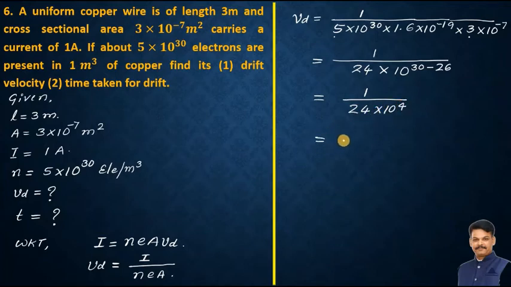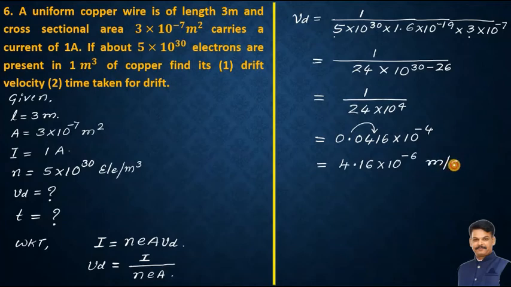Now when you make all the calculations, 1 divided by 24 is 0.0416, and 10 raised to 4 in the denominator becomes 10 raised to minus 4. Or it can also be written as, if I shift the decimal point by 2 places, the power will decrease, hence it is 4.16 into 10 raised to minus 6 meter per second. As it is the velocity, we have to express it in terms of meter per second.